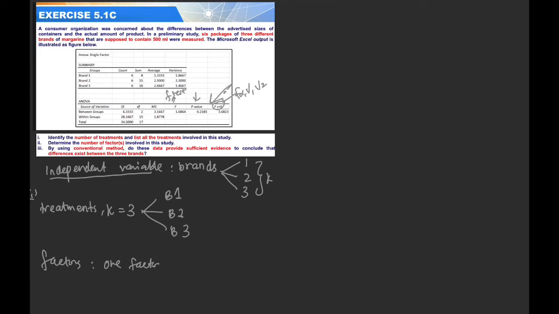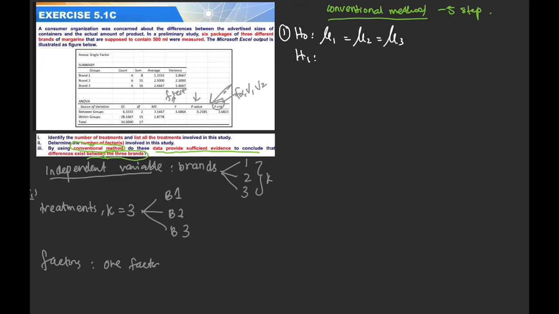Number 3, by using the conventional method. Do these data provide sufficient evidence to conclude that a difference exists between the 3 brands? So using the conventional method, you will have the 5 steps of procedure. Okay, step number 1, your H null and H1. How many treatments do we have? 3. So mu1 equals mu2 equals mu3. H1: mu i not equal to mu j for at least one i not equal to j.